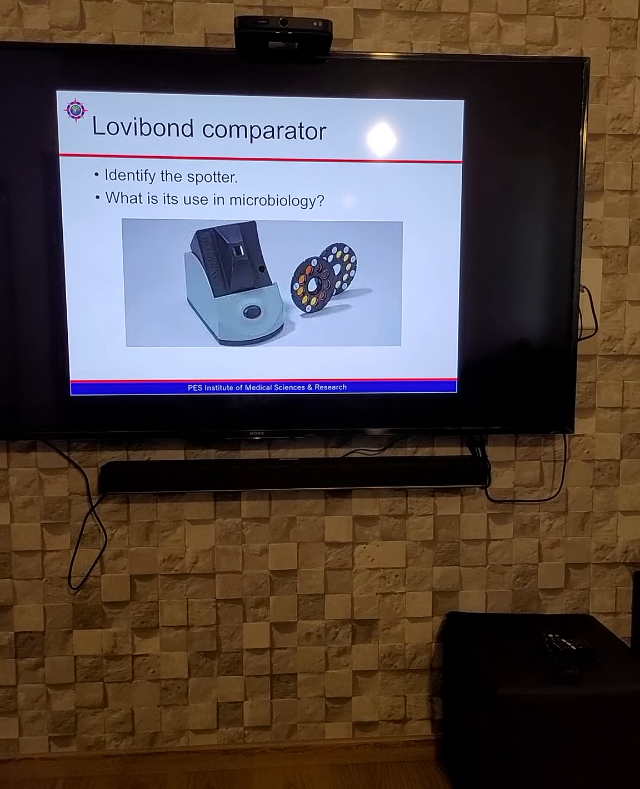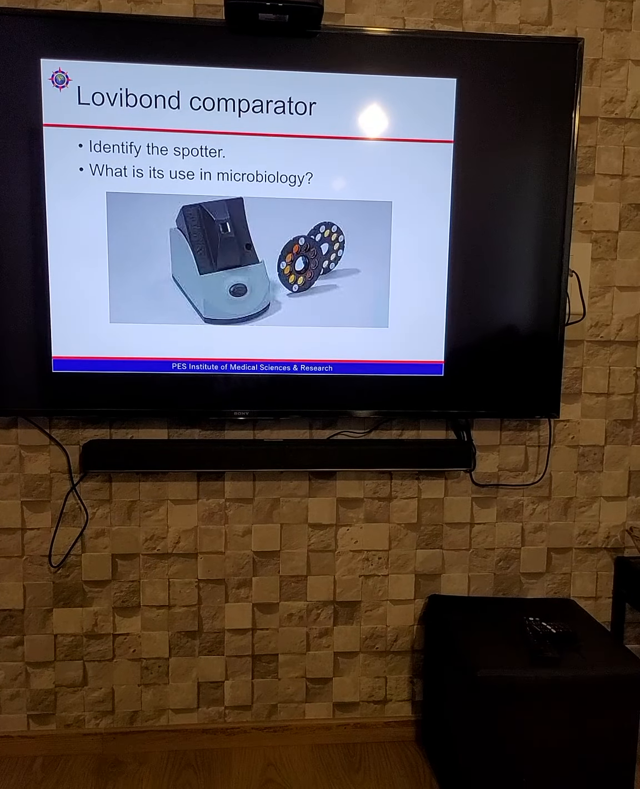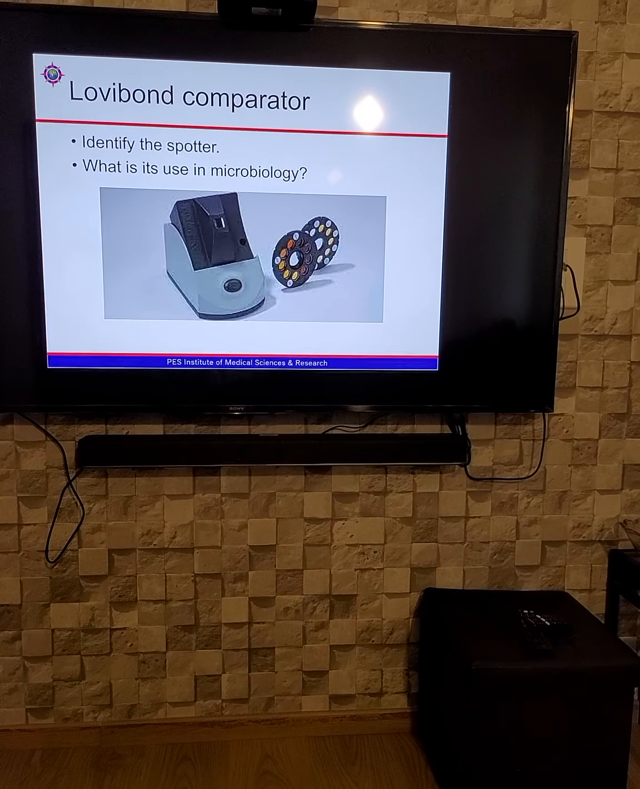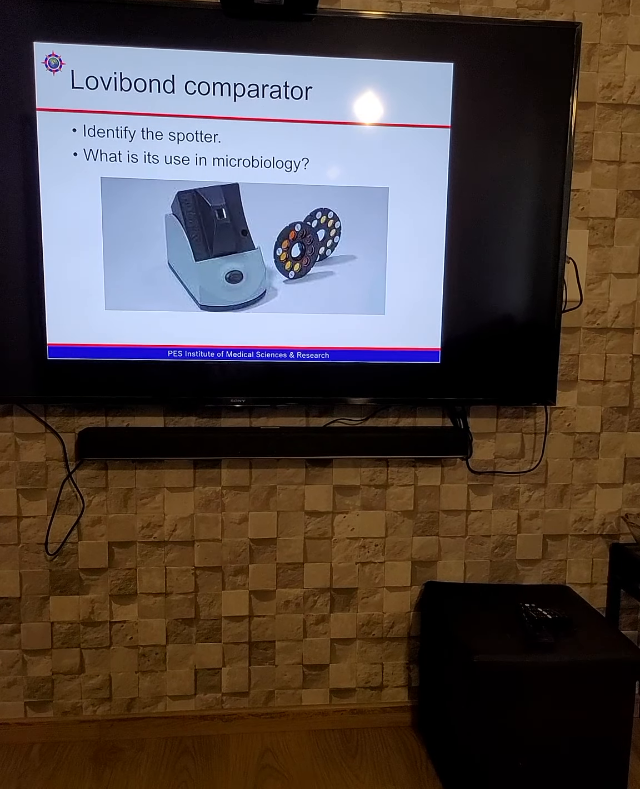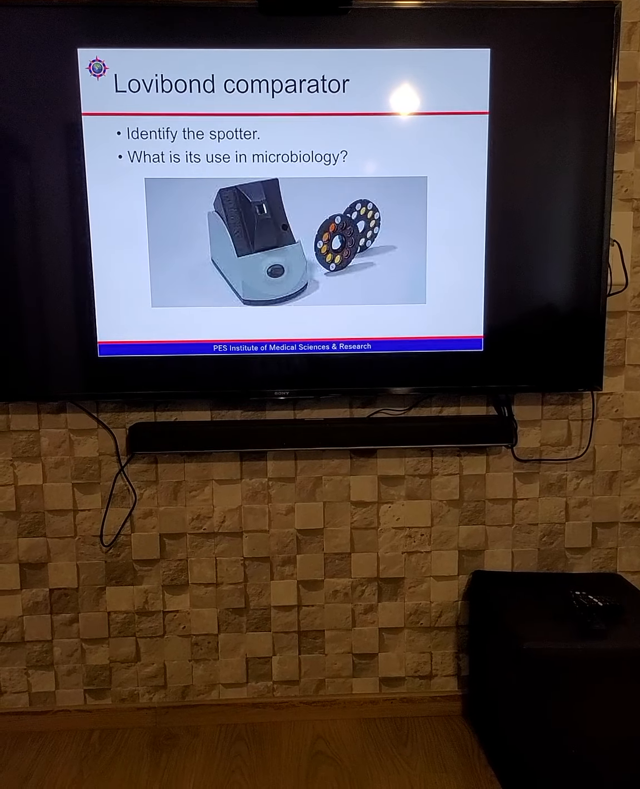This is Lovibond comparator. Optimum pH is 7.4. The organism which grows in alkaline medium is Vibrio cholerae. Acidic medium is for fungi. Optimum pH is 7.2 to 7.4.